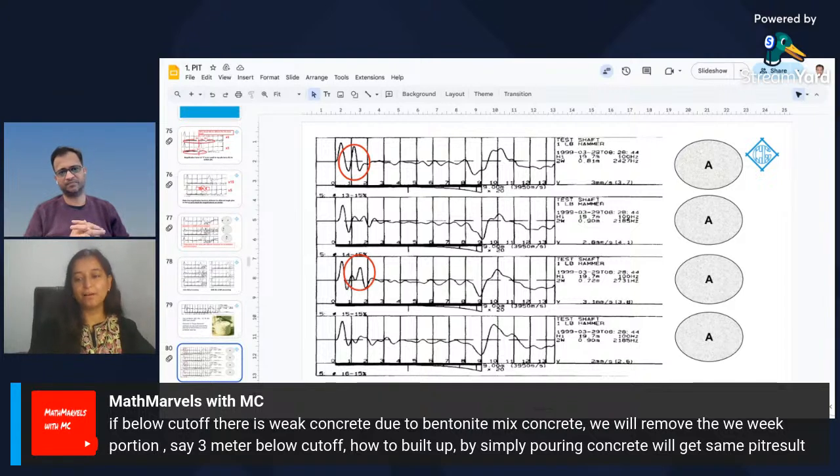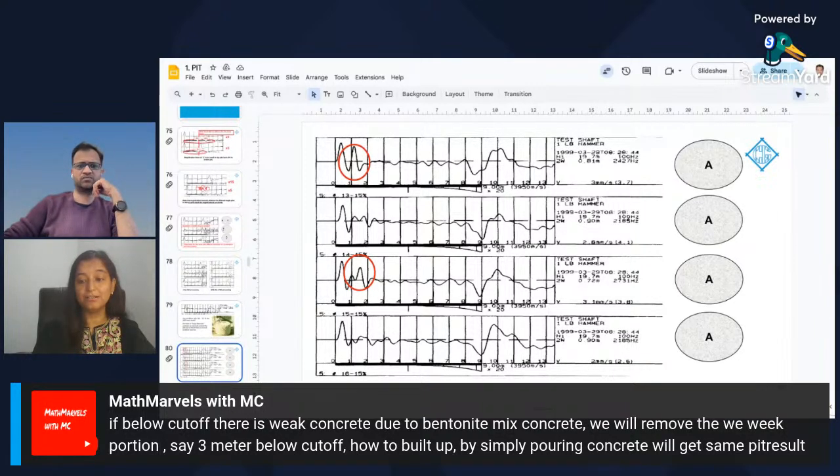Next question is from Math Marvel. If below cutoff there's a weak concrete due to bentonite mixed concrete, we will remove the weak portion, say 3 meters below cutoff. How to build up? By simply pouring concrete, will we get the same pile PIT results?